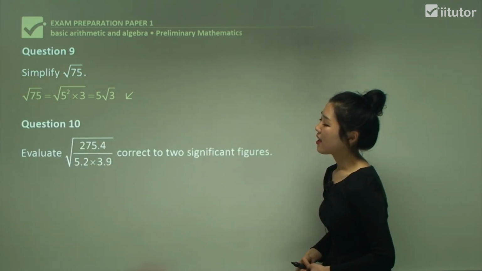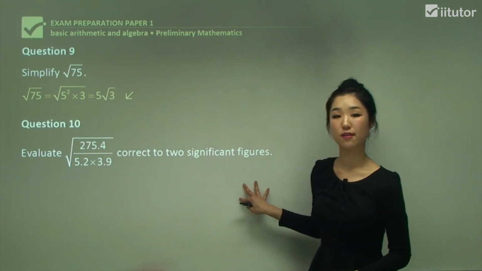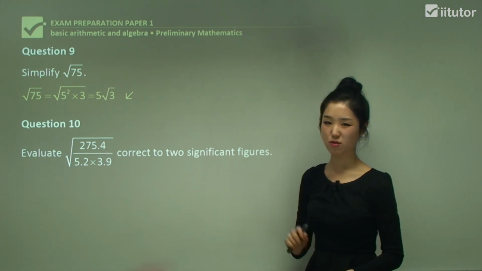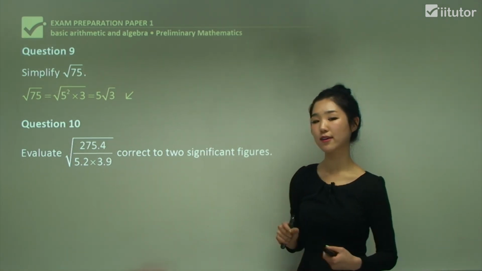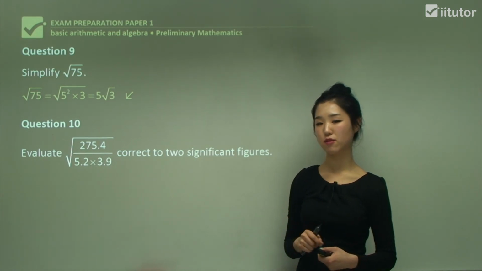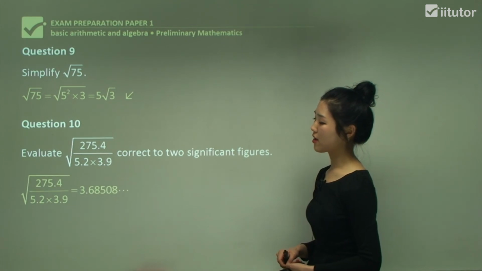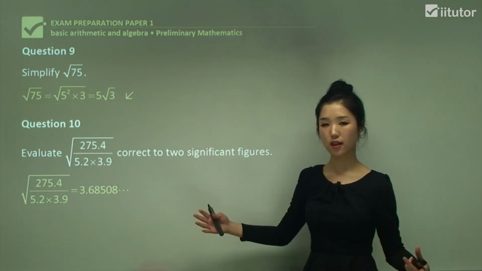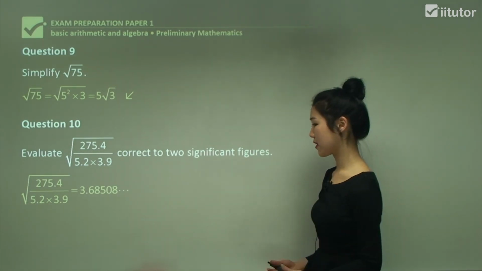Question 10. Evaluate this number here, corrected to 2 significant figures. So again, guys, you just need to use your calculator. Simply insert that in, just do it very carefully. So again, pause for a sec, put that in your calculator and check if you get the same answer as me. Okay, so go ahead and you should get something like this, 3.68508, etc. So you're going to get a long number, but we want to correct it to 2 significant figures.